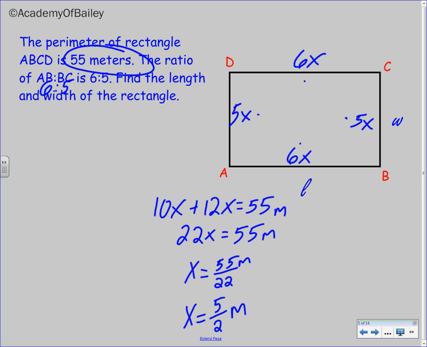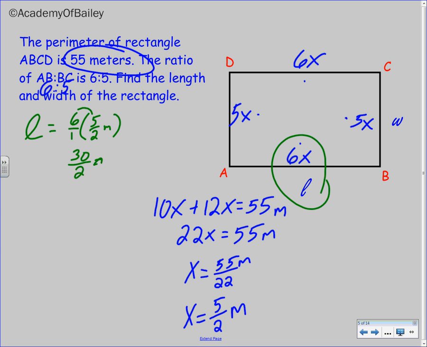We're going to calculate length and width. So let's go ahead and do so. We know length is equal to 6x. So that's going to be 6 over 1 times 5 over 2 meters. Go ahead and multiply the top. That gives us 30. Multiply the bottom. That gives us 2. And 30 divided by 2 is 15. 15 meters.